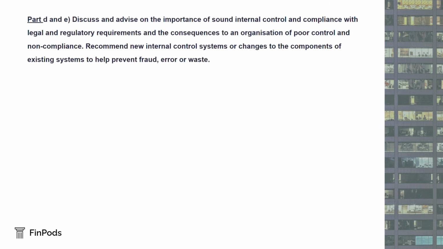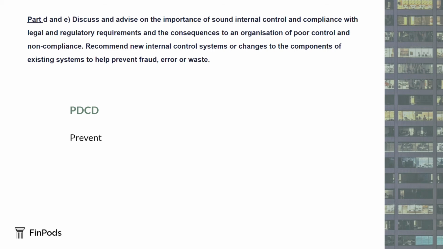Part D and E. Discuss and advise on the importance of sound internal control and compliance with legal and regulatory requirements and the consequences to an organisation of poor control and non-compliance. Recommend new internal control systems or changes to the components of existing systems to help prevent fraud, error or waste. Prevent, detect, correct and direct controls can be put in place to address the issues related to human error, waste and fraud in the workplace.